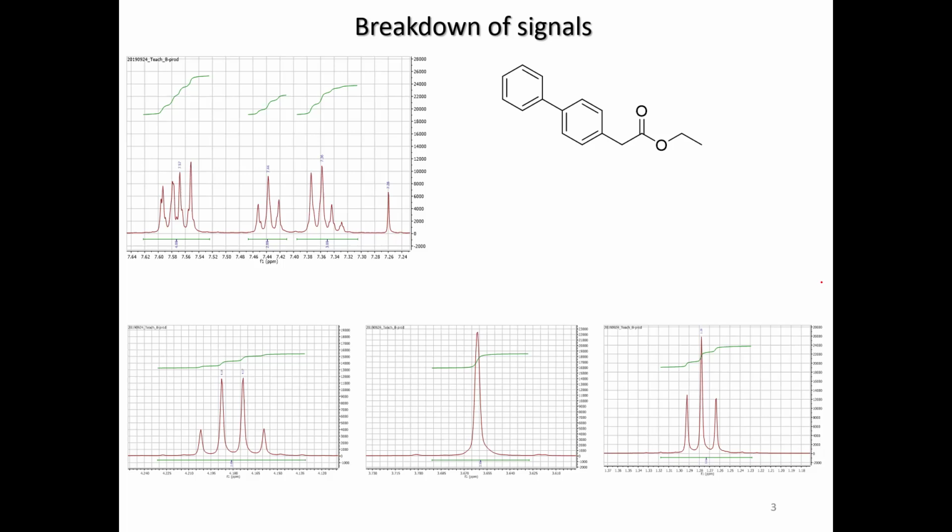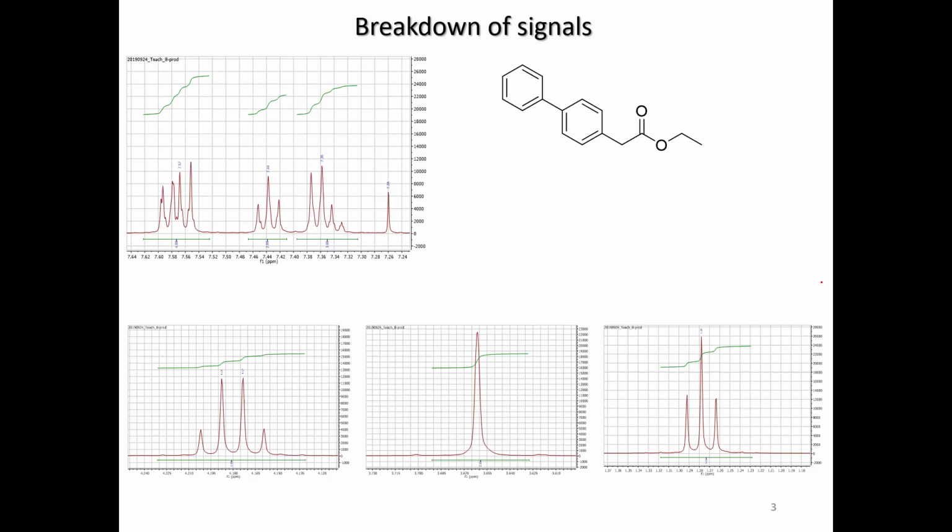Next group. Okay, so how do you know it's a triplet? It is itself plus the 2 protons here, that makes it a triplet. Automatically, this one is a quartet.